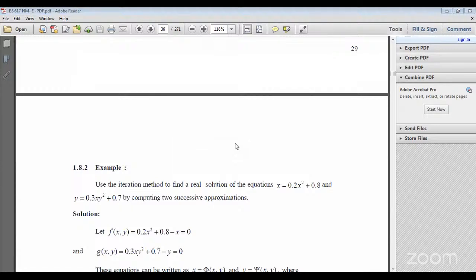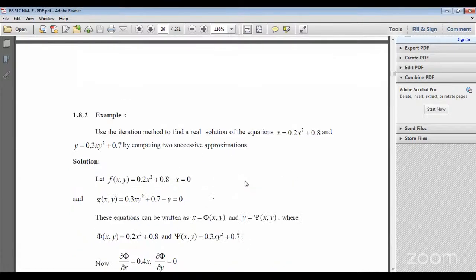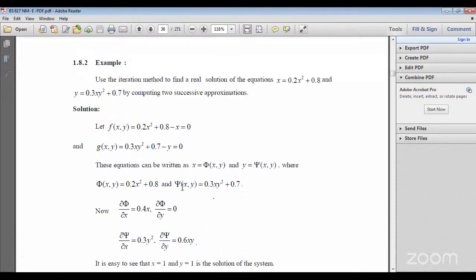Use the iteration method to find the real solution of x equal to 0.2 x square plus 0.8, y is equal to 0.3 x square. How to solve it? Put the equation as x equal to 0.2 x square plus 0.8. The equation can be written as x is equal to phi of x y and y is equal to psi of x y. Phi of x y is equal to 0.2 x square plus 0.8, psi of x y is equal to 0.3 x y square plus 0.7. So dou phi by dou x is equal to 0.4x, dou phi by dou y is equal to 0.